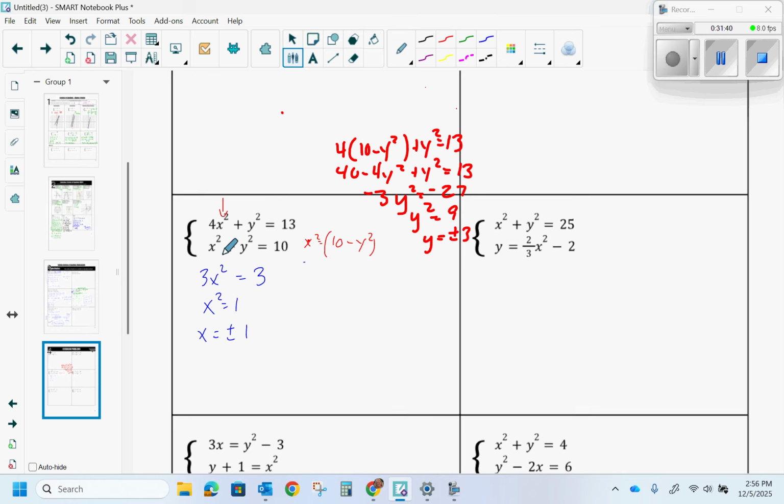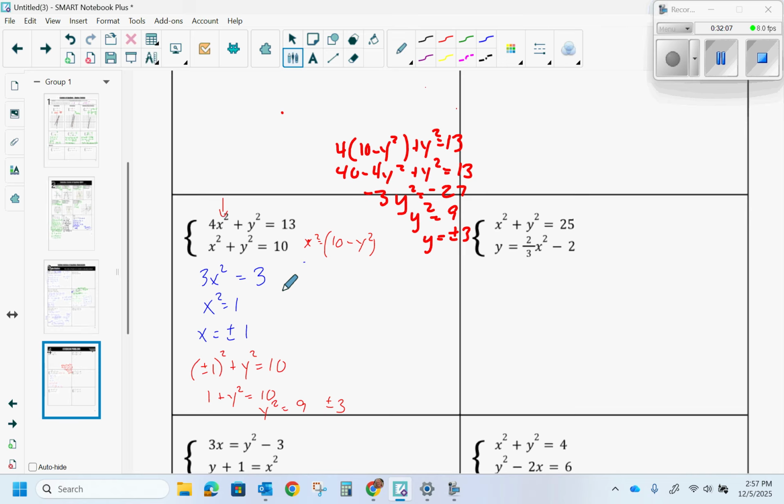Either way, we're ready to find the other ordered pair. So when x is 1, or when x is negative 1, it doesn't really matter. I'm going to use both of these because when I square it, it's always positive. So this is going to be 1 plus y squared. So we have y squared equals 9, and that's plus or minus 3.